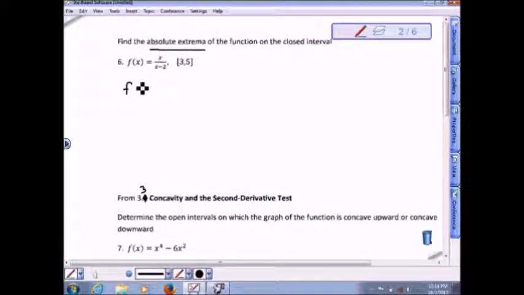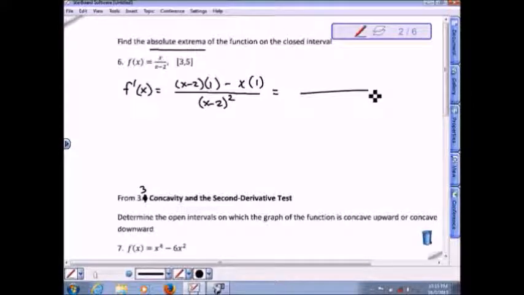So we have to find the first derivative, set it equal to 0 to find the critical values. So again, using the quotient property rather, it's the bottom function times the derivative of the top function minus the top function times the derivative of the bottom function all over the bottom function squared. Simplifying in the numerator is going to yield a -2, and then it's all over x minus 2 squared.